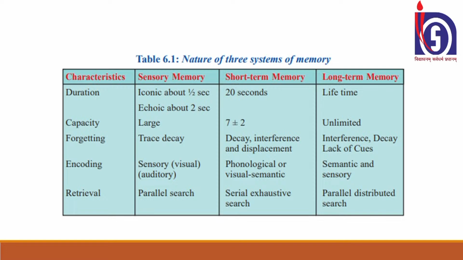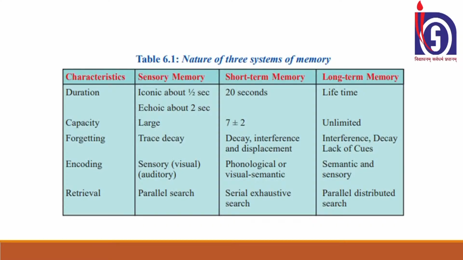Then the capacity. Sensory memory has a large capacity because the information which is coming is also vanishing fast. So the capacity for storage is large. Short term memory, we did an experiment, an activity, and you got to know that it is 7 plus minus 2. So the range is 5 to 9. For some people it might be better, but on average it is 7 plus minus 2 only. And long term memory has an unlimited capacity.